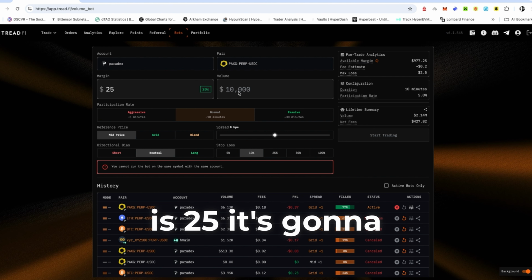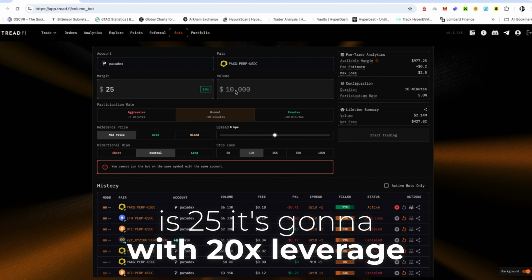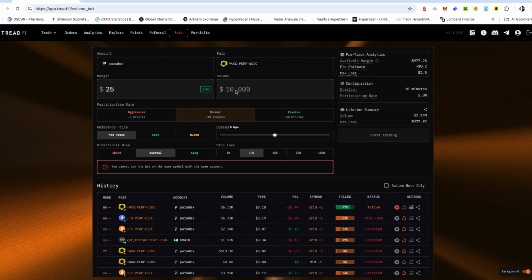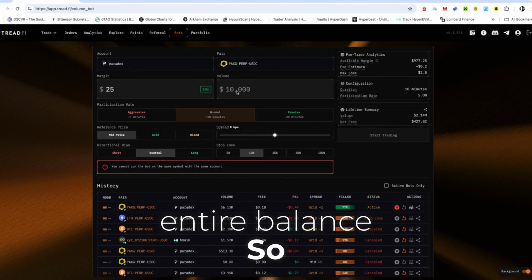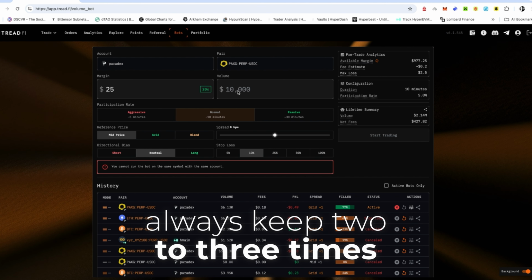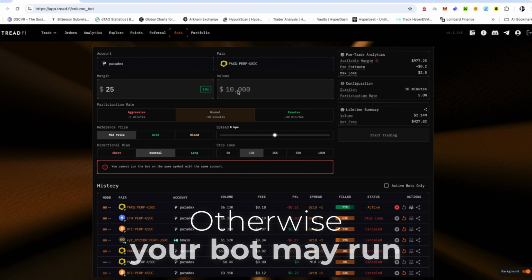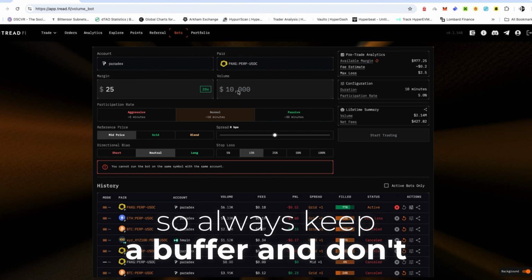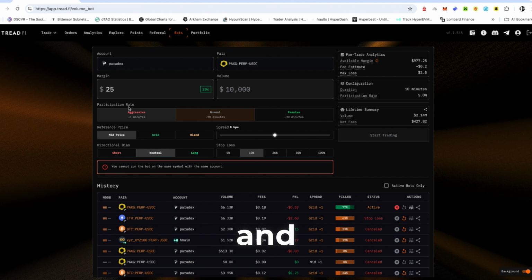Margin is 25. With 20x leverage, you can target around $10,000 volume. However, never use your entire balance. So always keep 2 to 3 times extra margin in your account. Otherwise, your bot may run into insufficient margin errors. So always keep a buffer and don't allocate everything into one order.